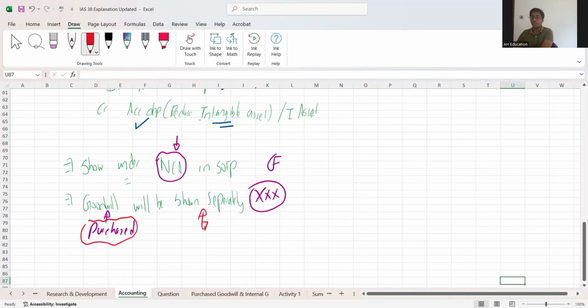Don't worry, we have an entire slide allocated for goodwill, and when I come there, I'll explain to you. Right. So, in summary, what you all need to know is you will be showing your intangible assets under non-current assets. Any purchased goodwill will be shown separately. And if you are planning on amortizing the asset, that will only begin when you are doing commercial production.